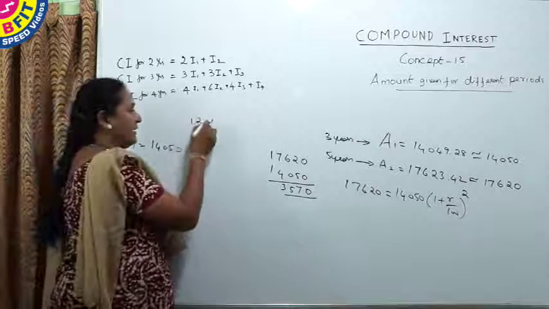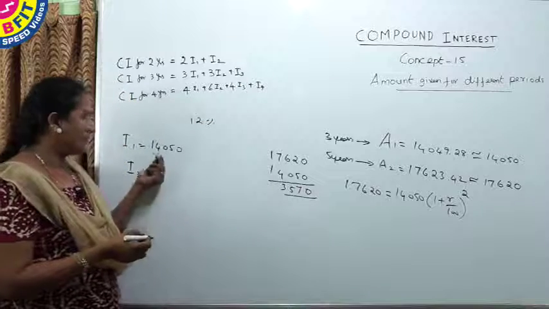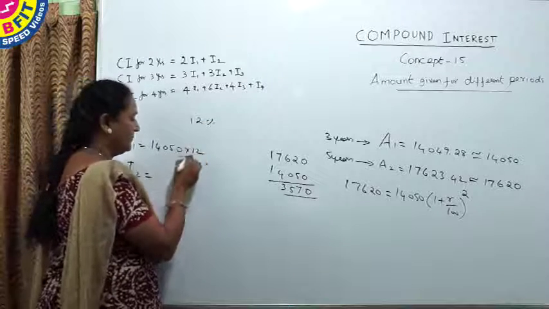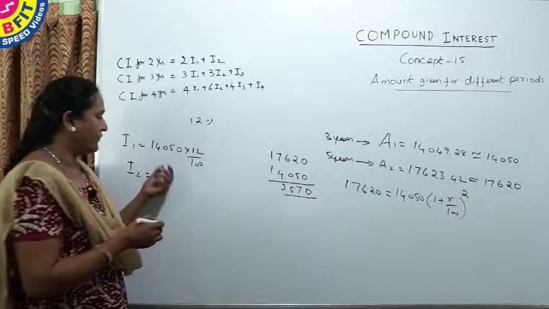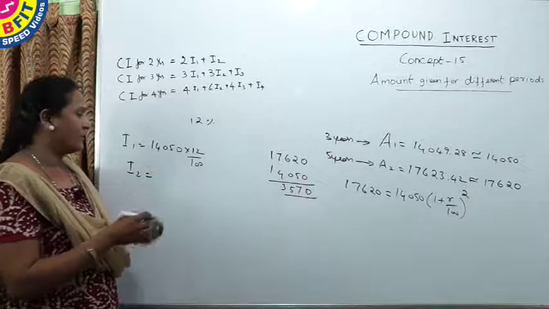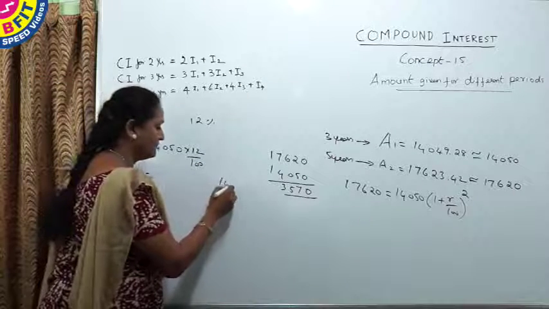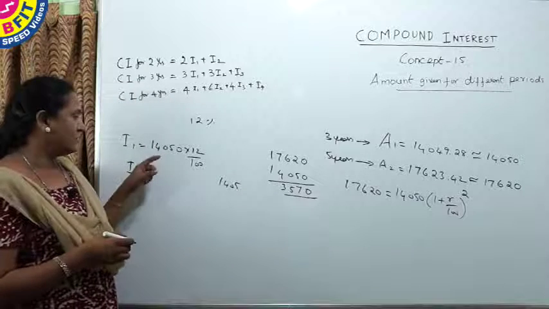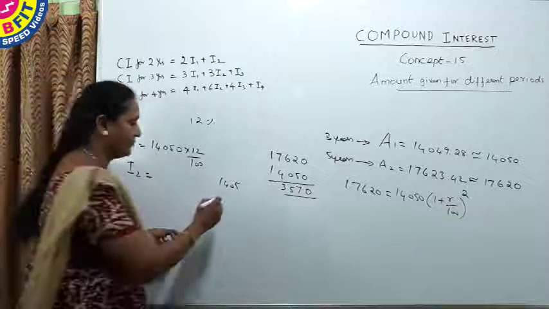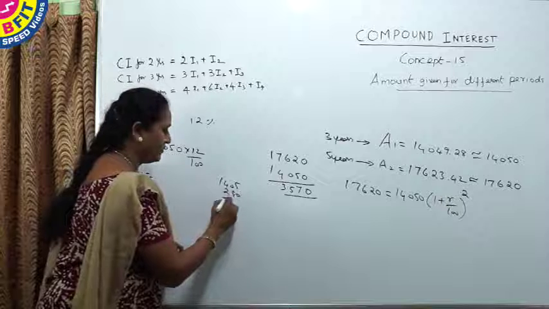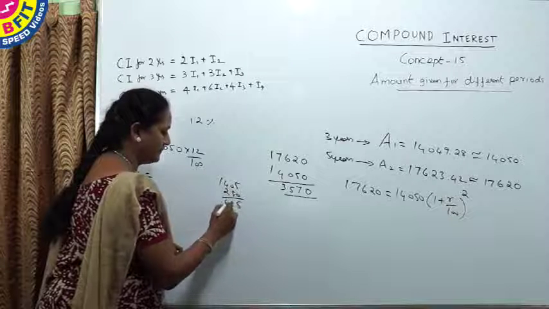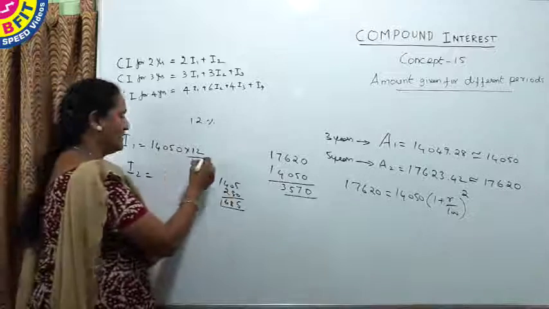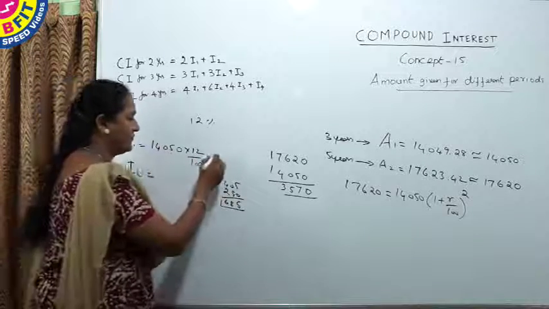So if we take the rate as 12%, what is 12% of 14,050? To find 12%, we'll see what 10% is and add 2% of this. So what is 2%? We'll take 140 into 2, 280. So 1685 will be approximately 12% of this 14,050.